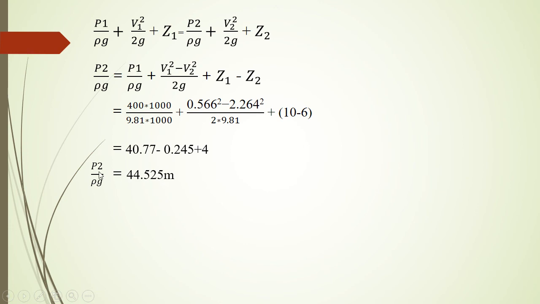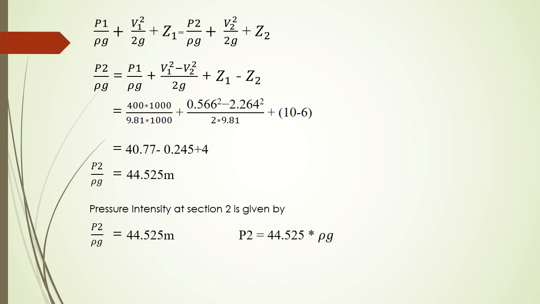Okay, so P2 by rho g, right? The value that I have calculated is not the pressure intensity, it is the pressure head. It is not the pressure intensity, because the unit what I have written is meter, right? So if you divide the pressure by rho g, it becomes what? It is the pressure head. So to calculate the pressure intensity at section 2, right?